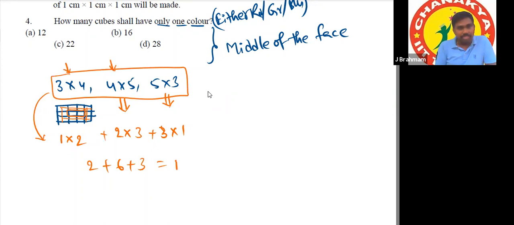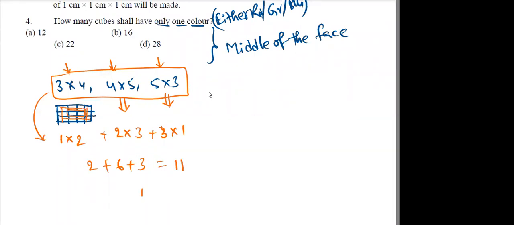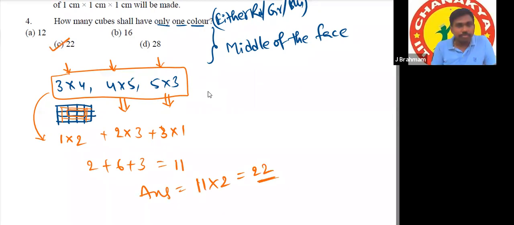If we consider this as top, bottom will be there. So actually this is 11, into 2, equal to 22. Yes, answer 22. Okay, so the answer is 22.